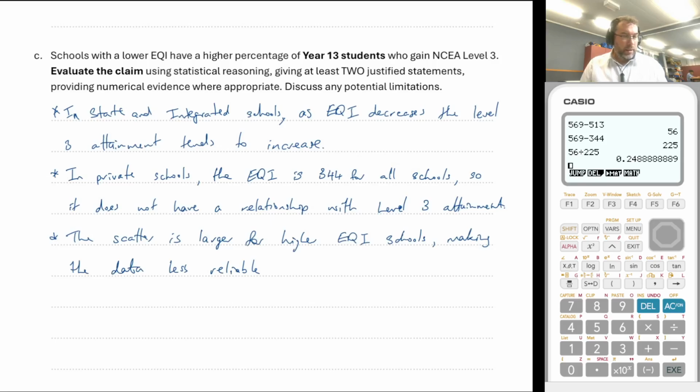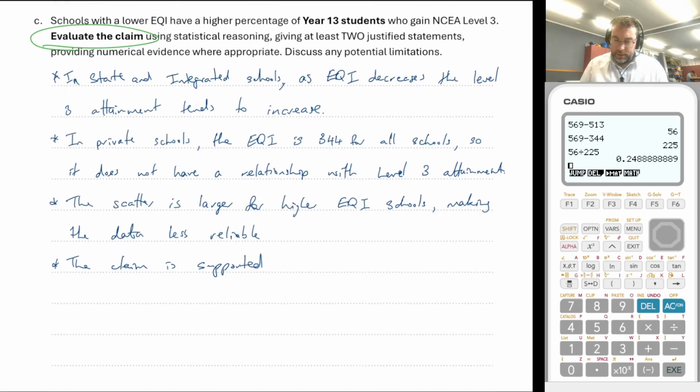We haven't actually said whether or not the claim is supported. And in the question, it does say evaluate the claim. So I'm going to now write the claim can be supported, or the claim is supported. The next part of this is discuss any potential limitations.